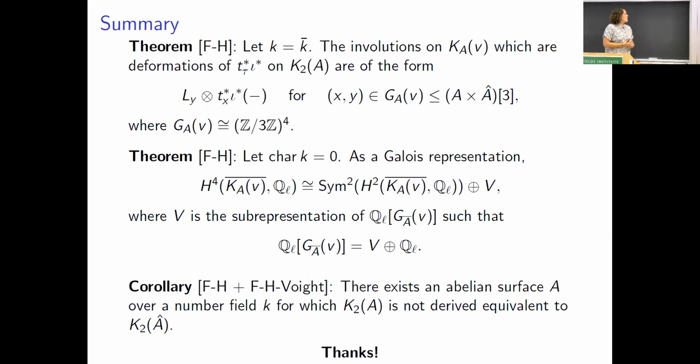And this is a little bit surprising because we expect that over the complex numbers, these things will be derived equivalent. So this is saying that if they are over the complex numbers, whatever is happening at that level doesn't descend to the number field, which is a little bit surprising because it's telling you that this derived equivalence is made in a somewhat unnatural way.